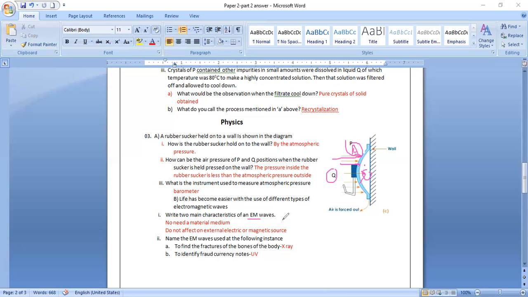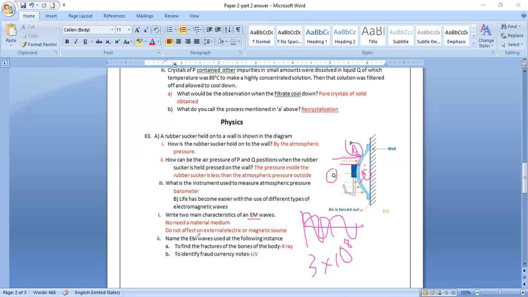Then what else? When you take EM, electro and magnetic, they will have electric and magnetic fields in perpendicular directions. If you apply any external electric or magnetic source, they are not affected. Okay, so that is another characteristic. And you can say the light can travel at 3 into 10 to the power 8 meters per second. That is also another feature, right?